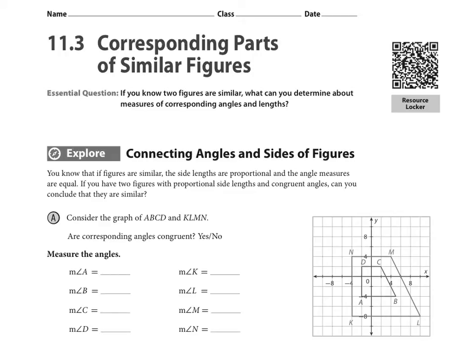We are starting our unit on similar figures and we are on page 601 in your textbook, your new volume 2 of your textbook, and we're in section 11-3, talking about corresponding parts of similar figures.